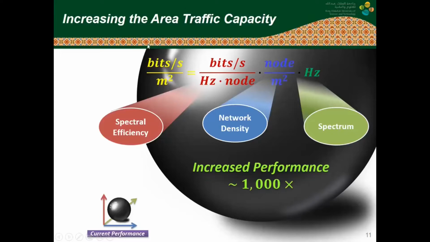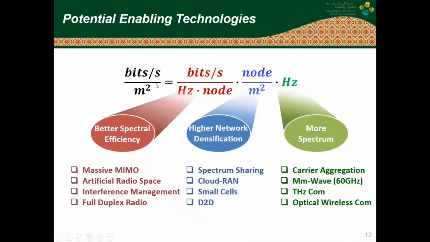So, in a way, when you look at the evolution of wireless cellular communication systems, you are essentially trying to maximize the so-called area traffic capacity. Some people call that area spectral efficiency, measured in bit per second per meter square. So if you multiply up and down by node and by hertz, you create these three factors: bit per second per hertz per node, known as spectral efficiency.